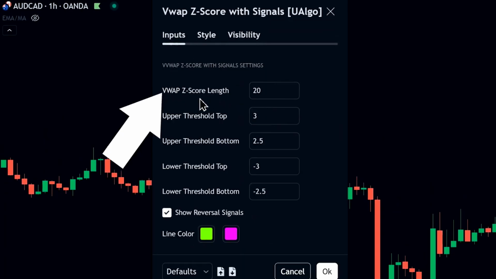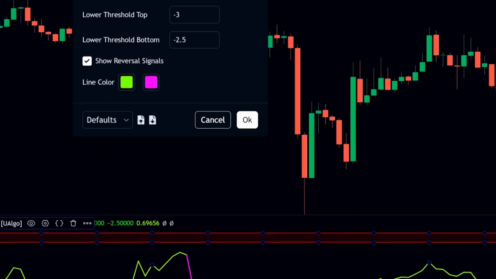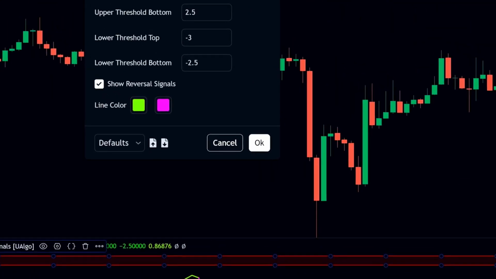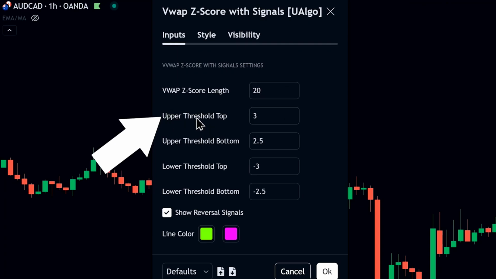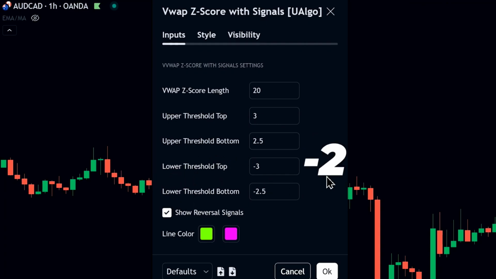The first option is the Z-score length, which defines the period over which the VWAP Z-score is calculated. The default setting is 14, but you can adjust it to fit your trading style or preference. Then we have the upper and lower thresholds, which define the Z-score levels considered overbought and oversold. A typical upper threshold value is 2, indicating the price is 2 standard deviations above the mean. Similarly, the lower threshold value is -2, representing 2 standard deviations below the mean.